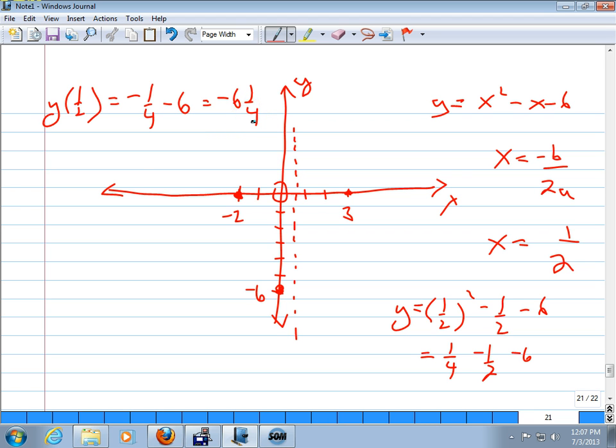Negative 6.25, right? So I have all these points. I have this point, negative 2, 0, 3, 0, 0, negative 6, and this point right here, which is 1/2, negative 6 1/4. So there's my parabola. Just join these dots. But now you know the symmetry and the turning point. And my pen sucks, but there you go.